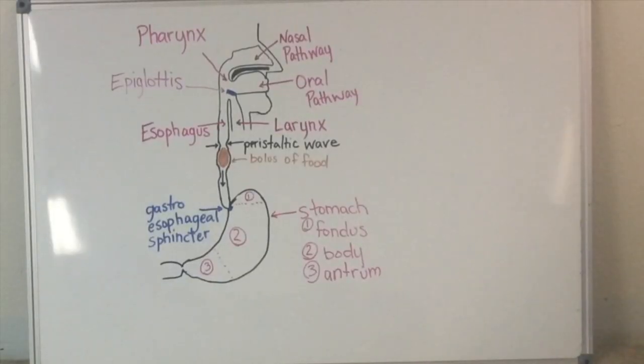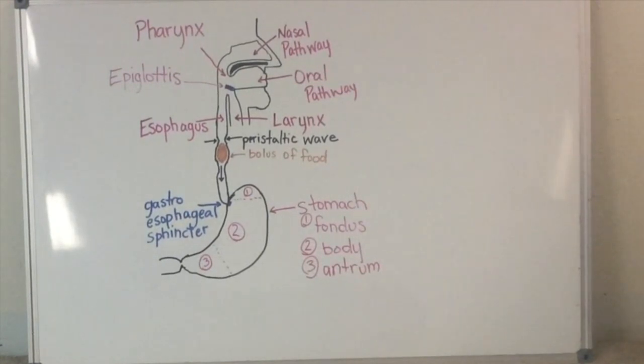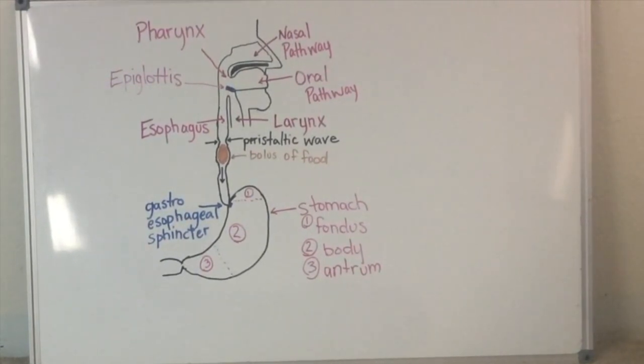The stomach can be divided into 3 distinct sections. The upper portion of the stomach is known as the fundus, connecting the esophagus and the stomach. The largest part of the stomach is the body, and the antrum connects the stomach to the small intestine. The connection between the esophagus and the stomach can be closed off by the gastroesophageal sphincter.